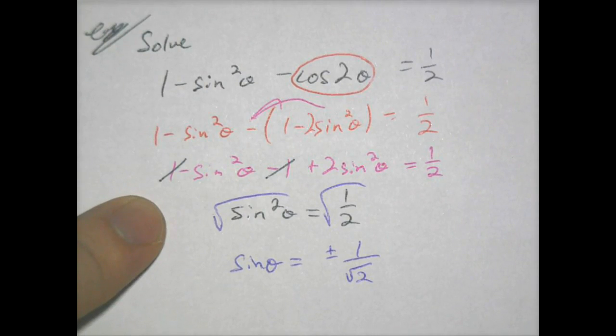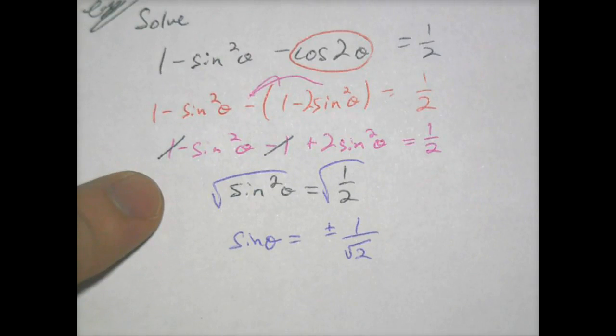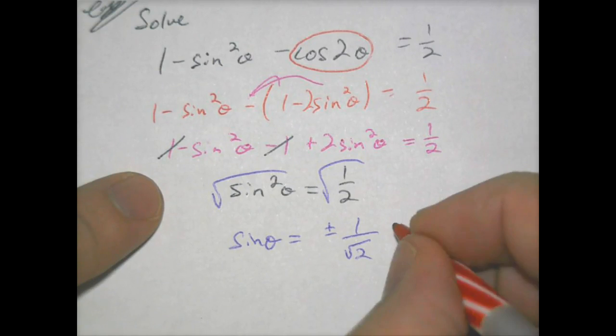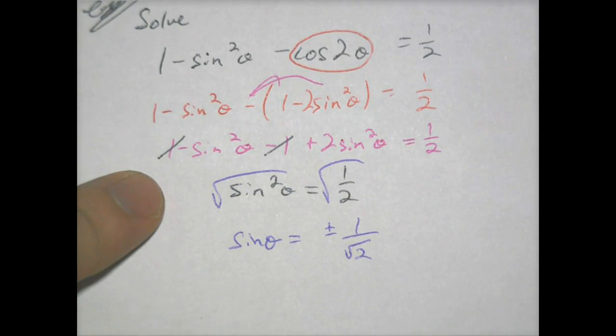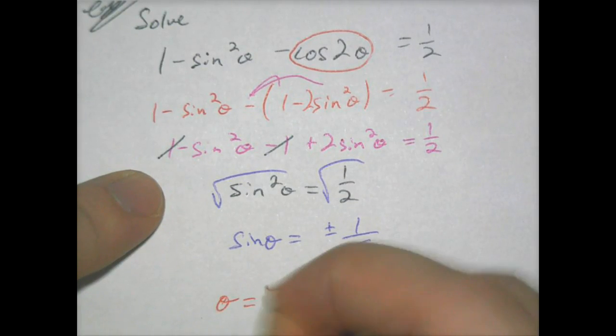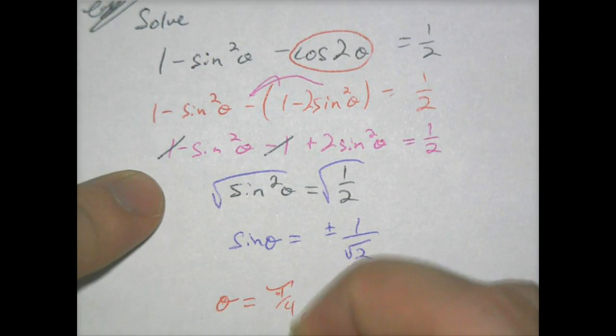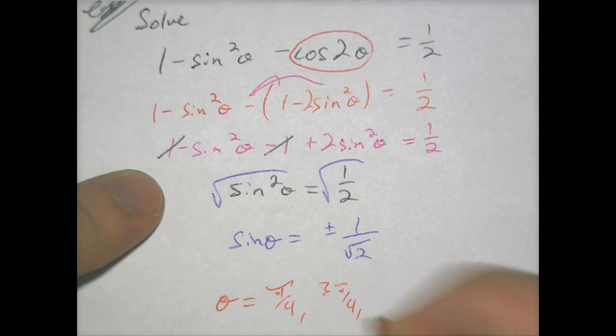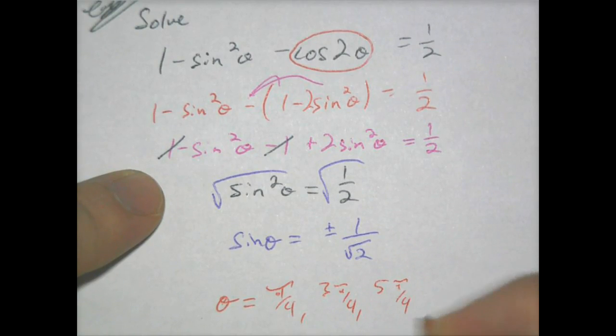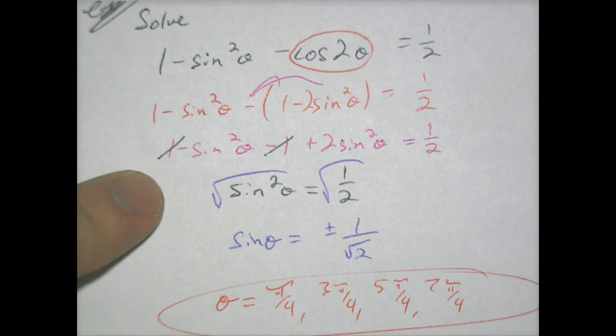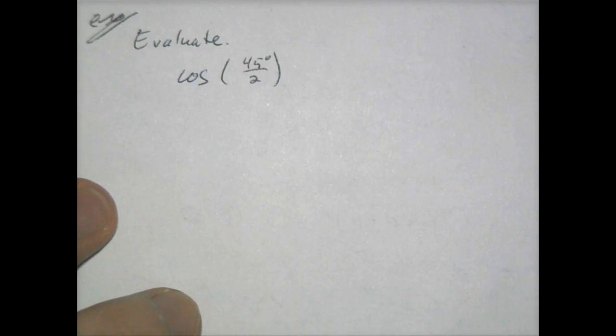And we are sad. Well, that's in every quadrant where we have opposite over hypotenuse to be 1 over root 2, so it's going to be our pi over 4 angle, so theta should be pi over 4, 3 pi over 4, 5 pi over 4, and 7 pi over 4. Yay! Alright, now we're going to get into half angle identities.